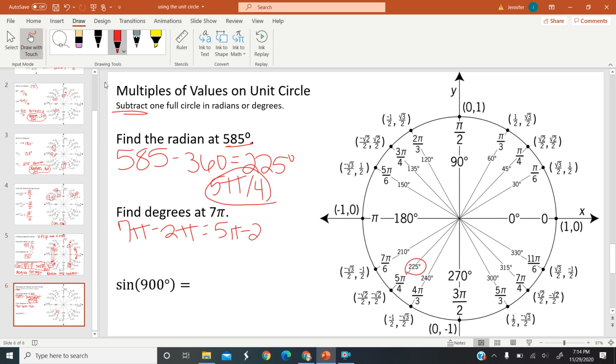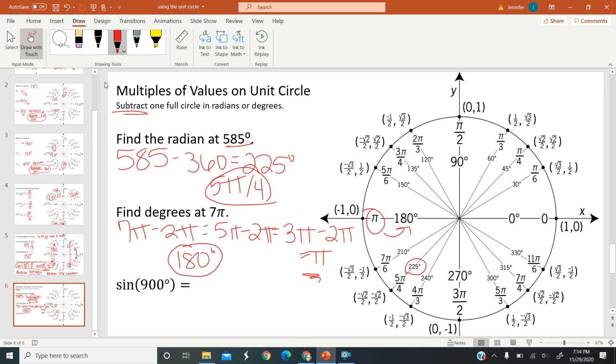So I have 5 pi, and I'm going to subtract 2 pi again. And then I get 3 pi. So 3 pi isn't on the unit circle, so I'm going to do it one more time. So 3 pi minus 2 pi is going to get us back to just regular pi. So then whenever I have pi, I'm going to look for that on the unit circle, which is here. And the degrees there is 180. So whenever you're writing 7 pi in degrees, you should get 180.